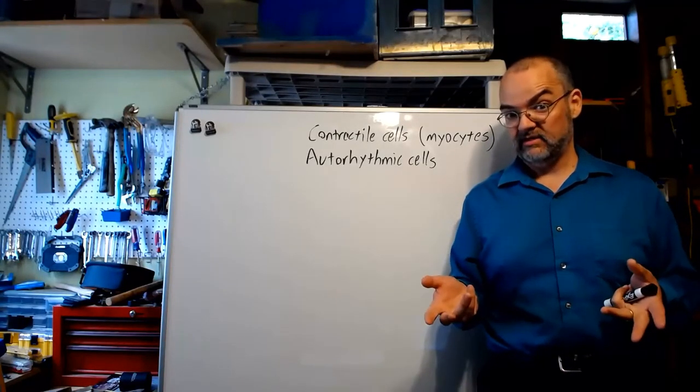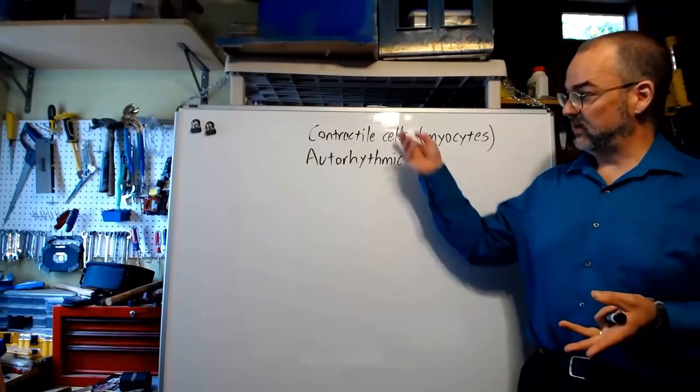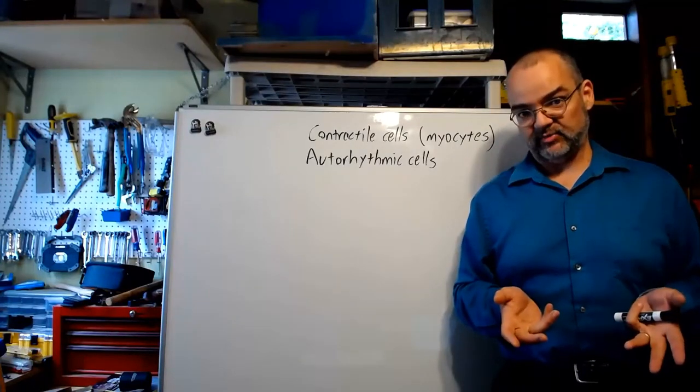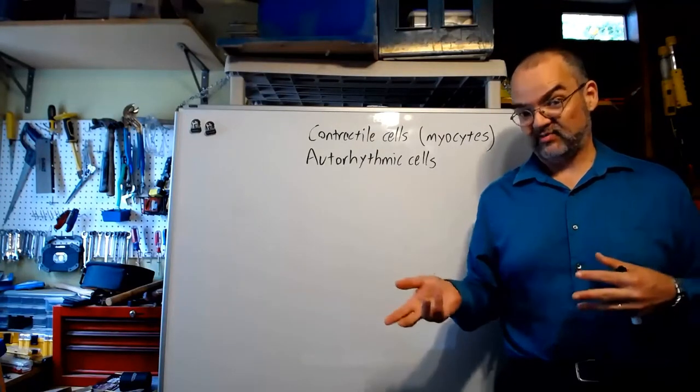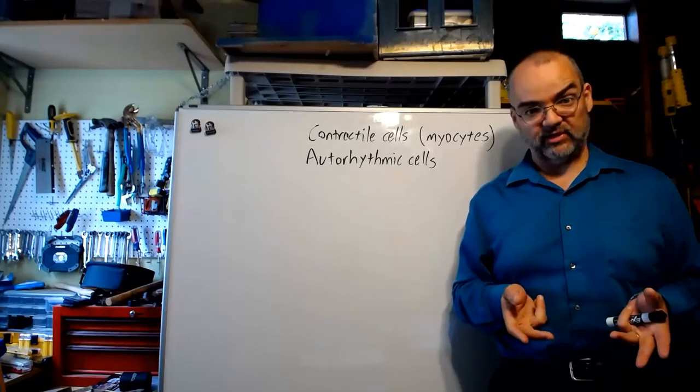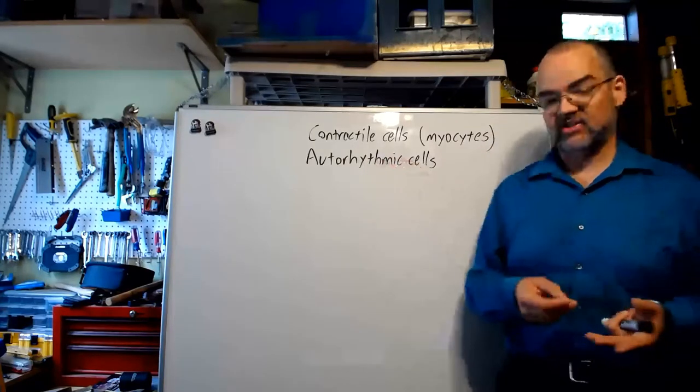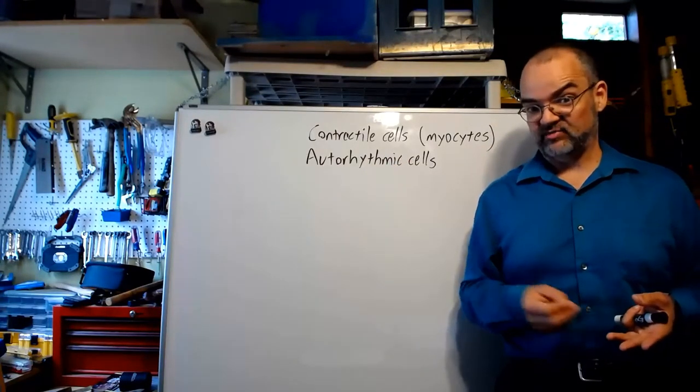So we're going to start by talking about how the contractile cells are put together and how their action potentials and excitation-contraction coupling works. And then we're going to move on to talking about the autorhythmic cells and how their action potentials work.